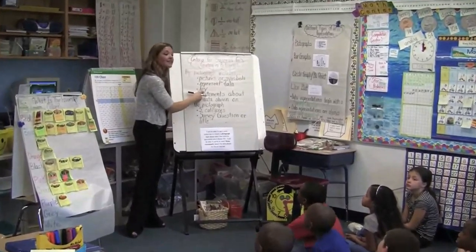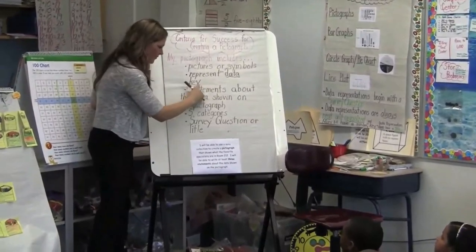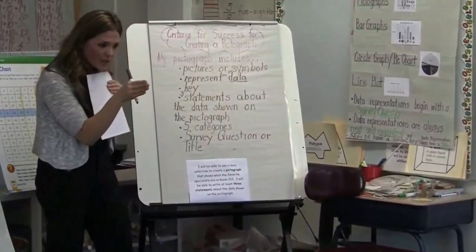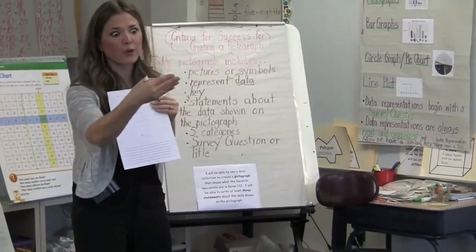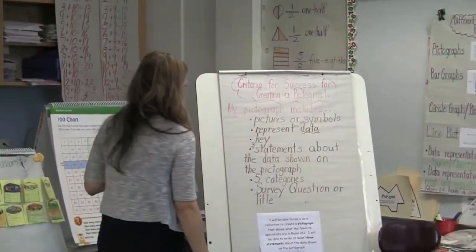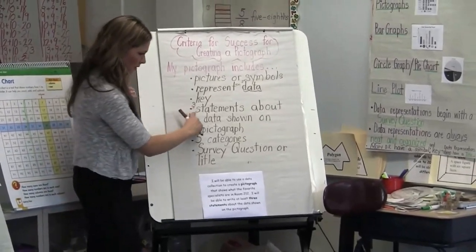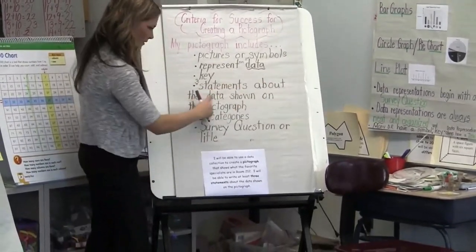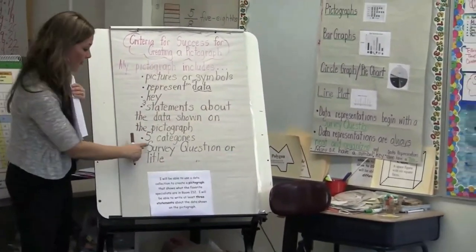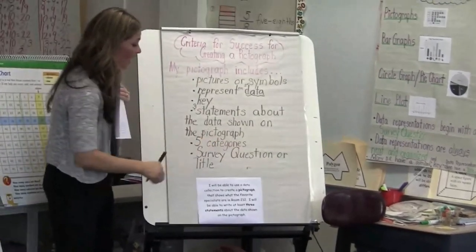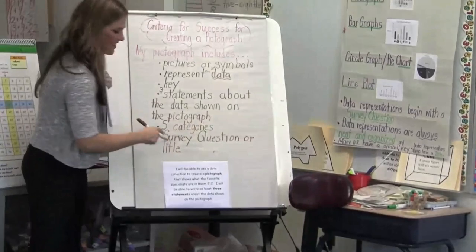You should have a, tell me. Key. I can't hear you. Key. One more time. Key. Good, remember that key tells this is what my stick figure represents, 1 student. Or if we're interviewing or questioning parents. My pictograph should include at least 3 statements about the data shown on the pictograph. It should have 5 categories. It should also include a survey question or title.